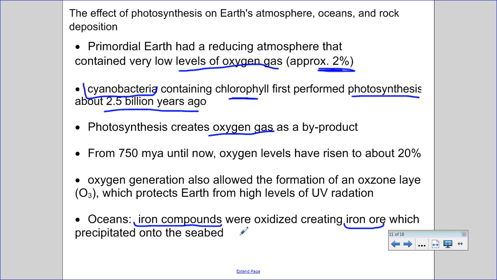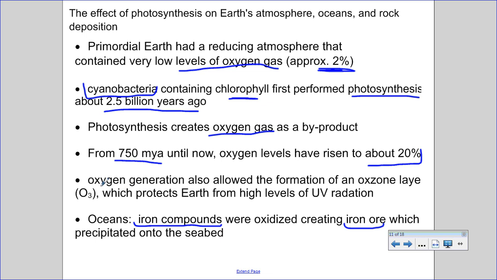Once all that iron in the oceans had reacted, then that oxygen gas started being released out into the atmosphere, where those oxygen levels rose to about 20% of our atmosphere. So for about 750 million years, our oxygen levels have been increasing to about 20%, where they remain about stable. So our atmosphere is about 20% oxygen gas.